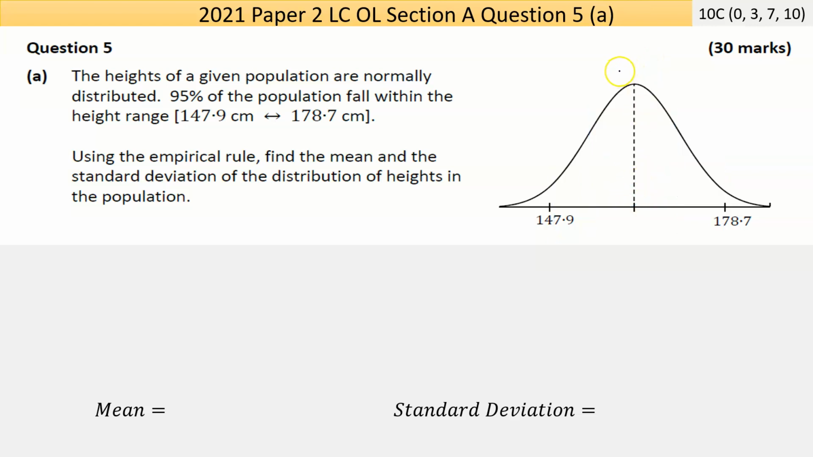So again, if I was doing this here, I might try to put in, if I remember, that that's the mean and maybe that's the standard deviation. I'm going to put just SD for standard deviation. That alone would get me marks by identifying that the middle is the mean. It says that 95% of the population fall within the height range. Okay, so that's two standard deviations, between 147.9 and 178.7, which they've marked up here. It says using the empirical rule, find the mean and the standard deviation of the distribution of heights in the population.